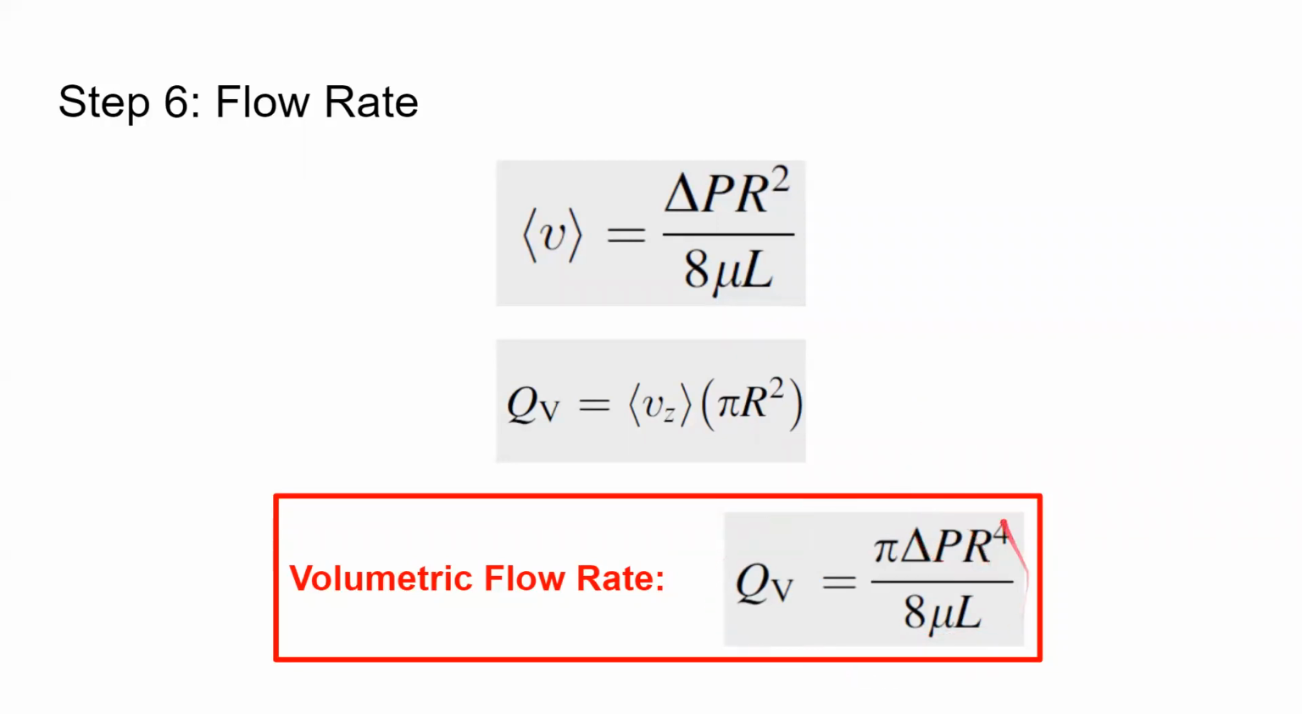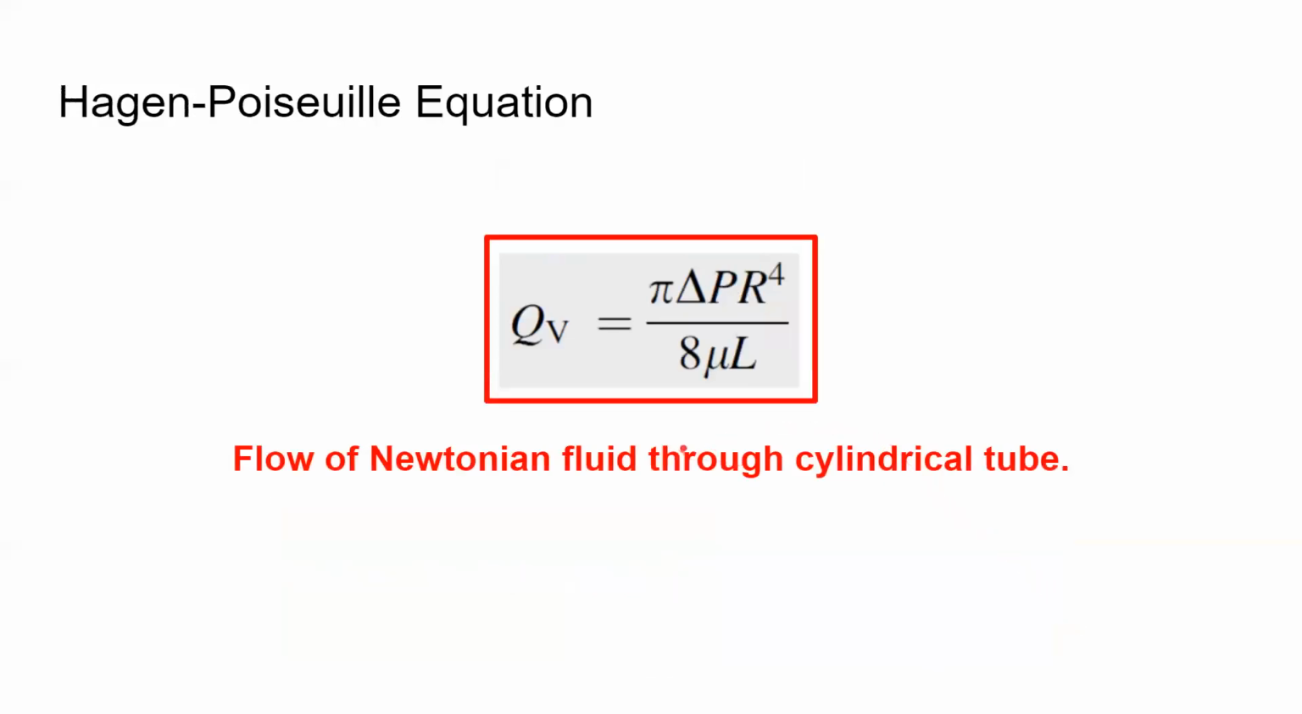And lastly, this is an important result right over here. We have the Hagen-Poiseuille equation. So it's Q is equal to pi delta P R to the 4th power over 8 mu L. And this defines the volumetric flow of a Newtonian fluid, keep in mind Newtonian fluid, through a cylindrical tube.